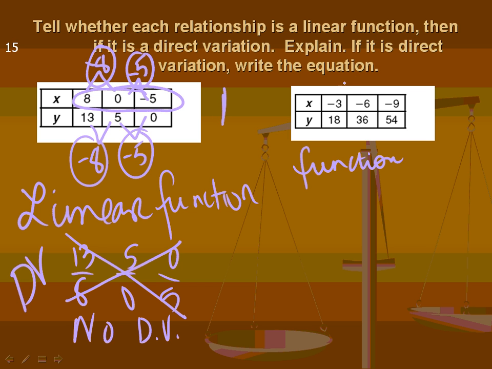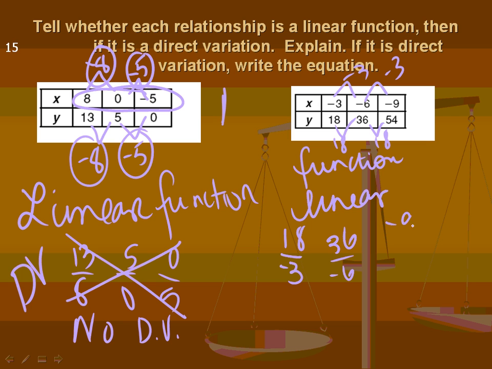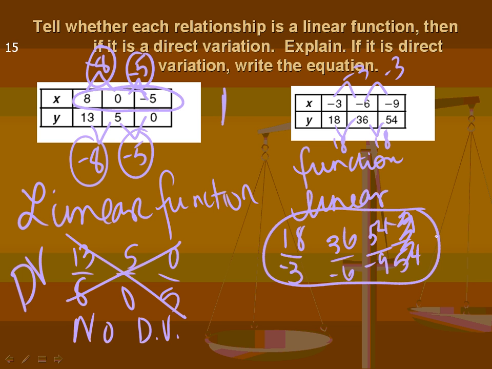If you look at the x values, they are going down by 3. The y values are going up by 18, so that also means that it's linear. To see if it's direct variation, I have to divide the y by the x, so it's 18 divided by negative 3, 36 divided by negative 6, 54 divided by negative 9, and all of those give me negative 6. The last thing I have to do is write the equation, so it's going to be y equals negative 6x.